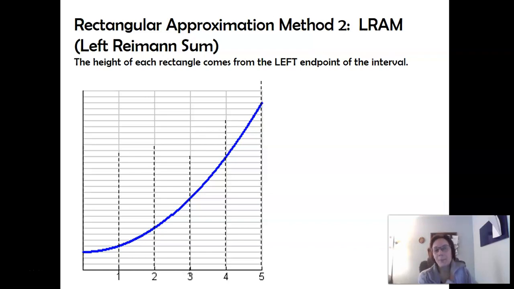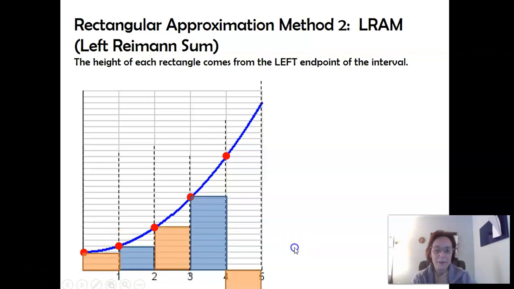Okay. So the first thing we do is partition. And again, if I want to do a LRAM this time, instead of lining up on the right-hand side for my rectangles, I'm going to line up on the left. So when I bring my dots in on the interval from 0 to 1, the value I'm interested in is the y value on the left. On 1 to 2, I'm interested in the value on 1. So my rectangles this time are all going to be lined up at the left side of each interval.